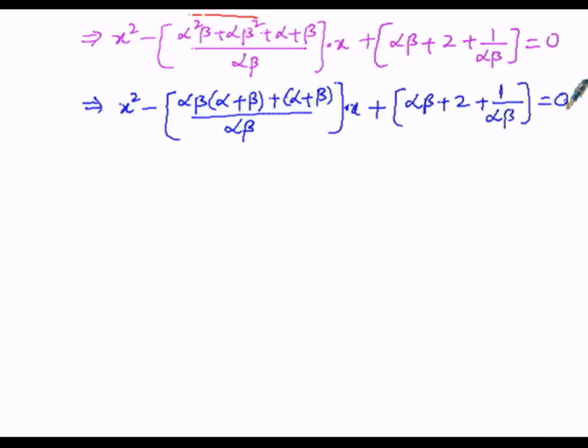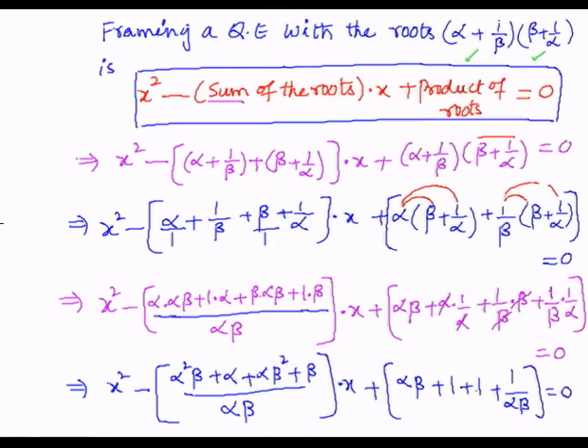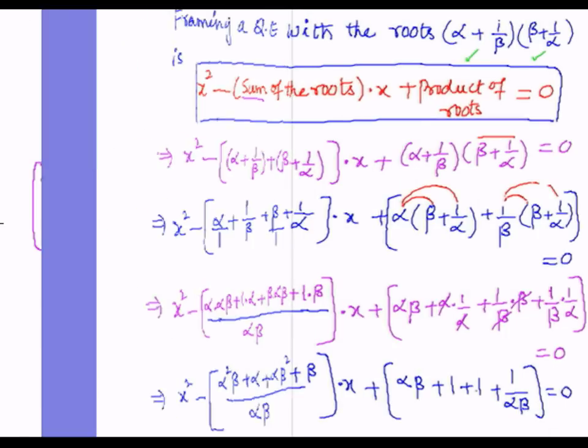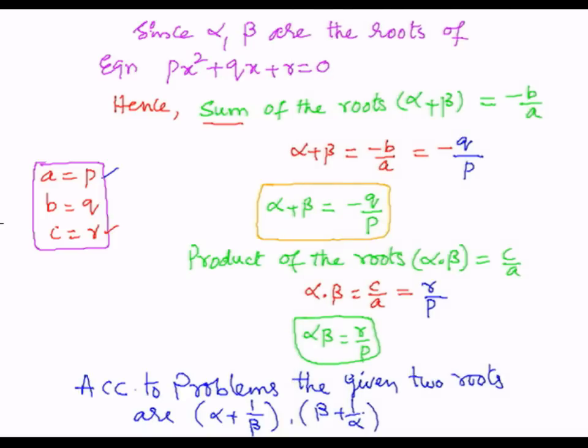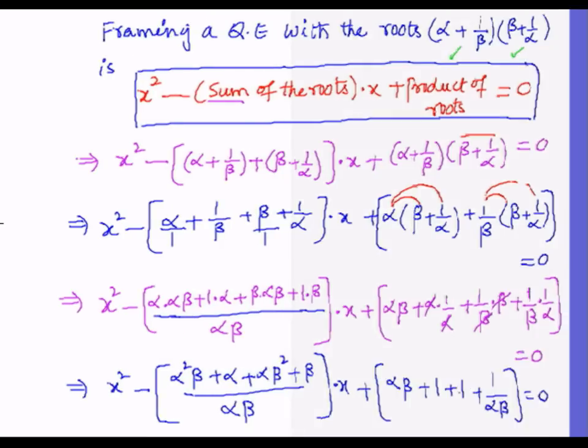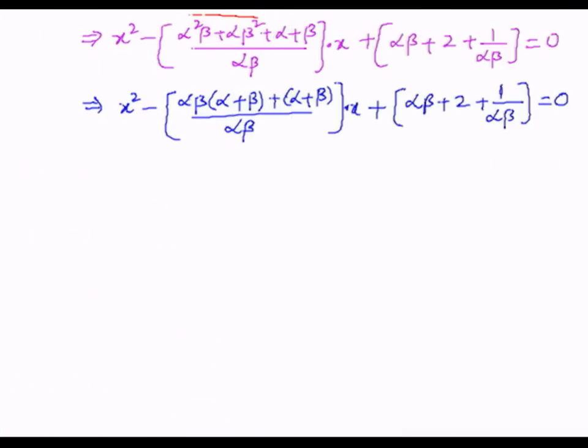But here, as per the problem, we got alpha plus beta is equals to minus q by p, alpha beta is equals to r by p. Alpha plus beta is equals to minus q by p, then alpha beta is equals to r by p.